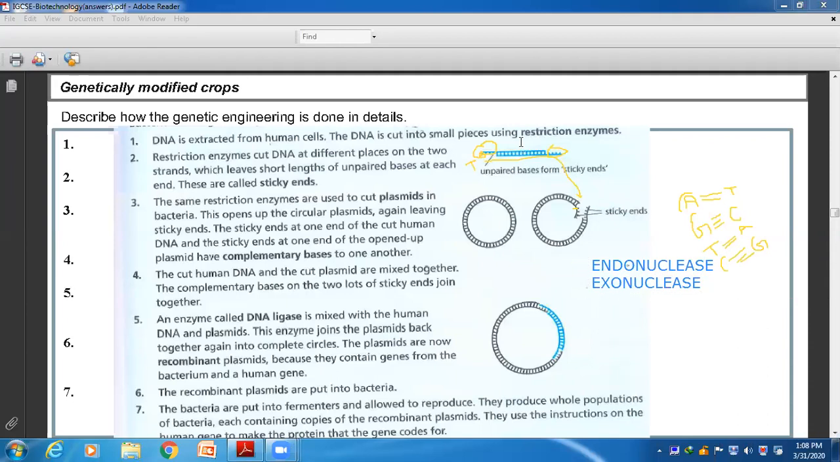So endonuclease, for example, you have this DNA, right? And you want to cut the gene of interest from the middle. So endonuclease will cut the gene of interest from the middle. If you want to cut a gene of interest from the end, at that time you have to use the exonuclease enzyme. Is it clear? There are different restriction enzymes, like BamH1, EcoR1, different types. It is given the name from the organism from which it is isolated.